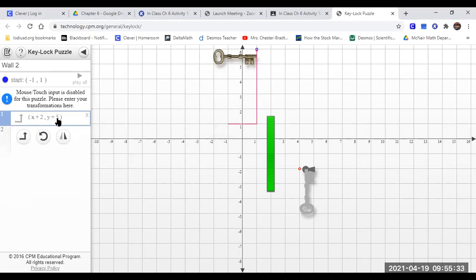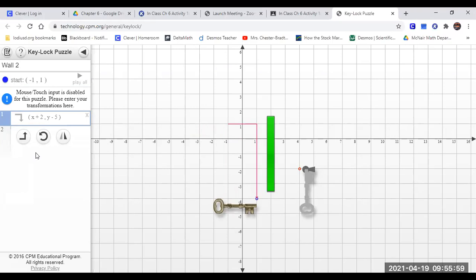Oh, we said up 5. I made a mistake. I apologize. That was me. I want to back up to this. I didn't say down 5. I said up 5. Try again. There. That's what we wanted. 2 to the right, up 5.